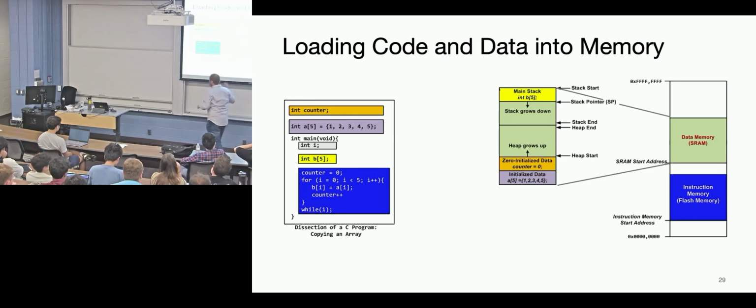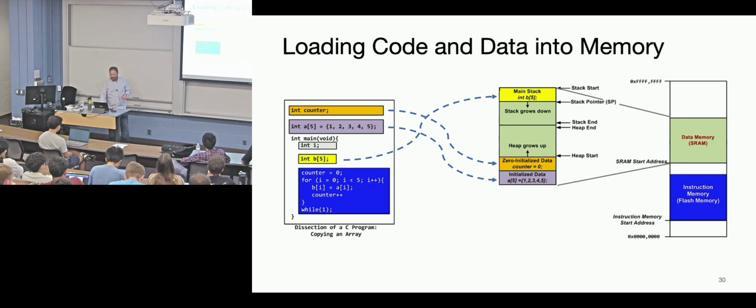Anyway, then you have your data space. You have variables that are dynamically allocated. This is like if you're using malloc or calloc. Those come up from the heap, up from the bottom. We don't really focus on the heap here. It's not that important for what we're trying to teach. We spend a lot more time thinking about stacks and stack pointers.